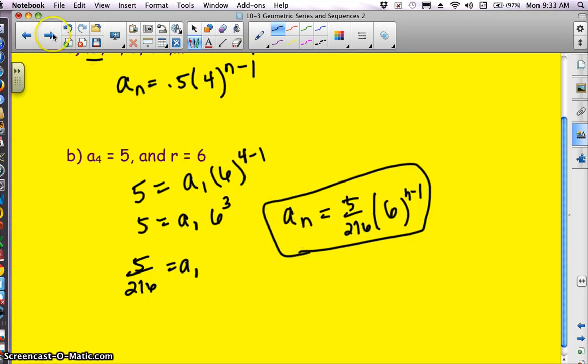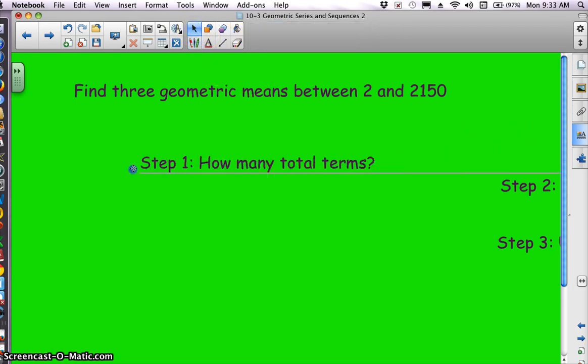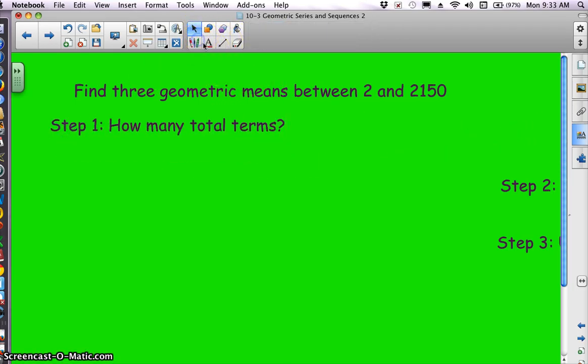Alright, the next and final part of this video is we're going to write 3 geometric means between 2 and 1250. So the first step would be how many total terms. So in this case, we're going to have 5 total terms.